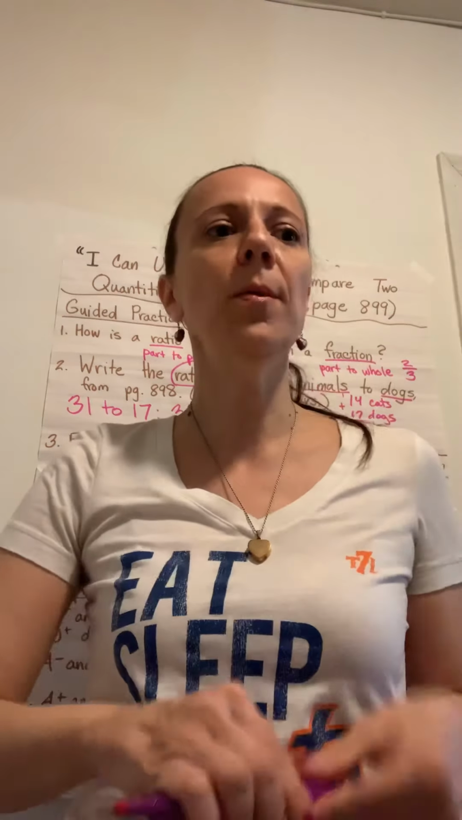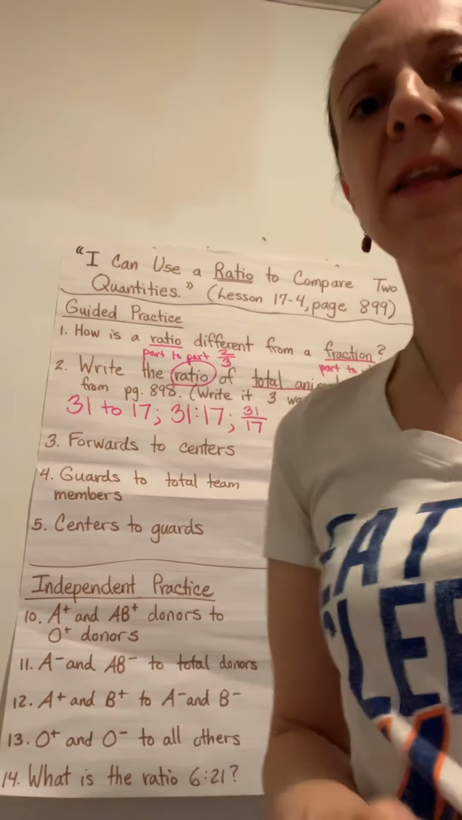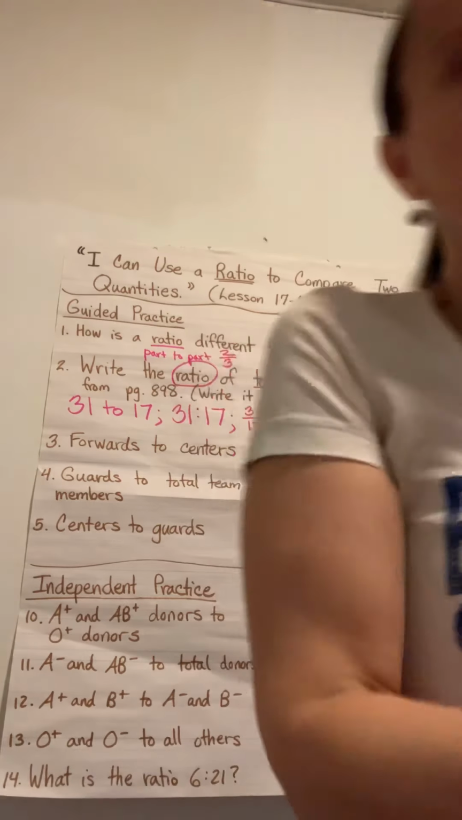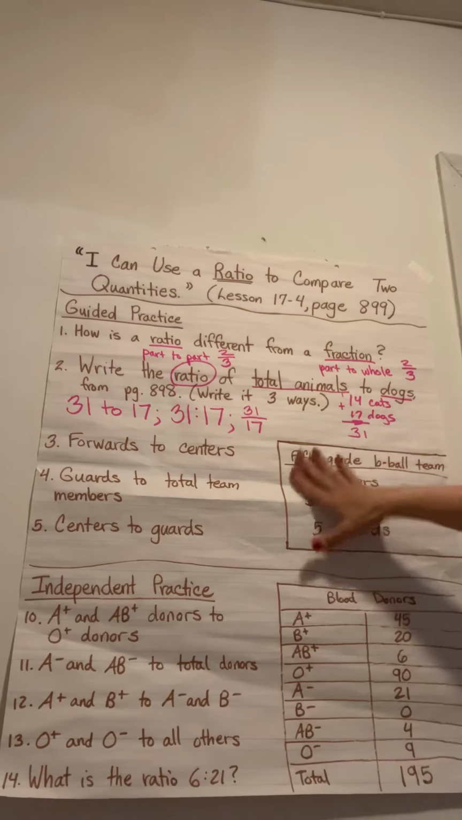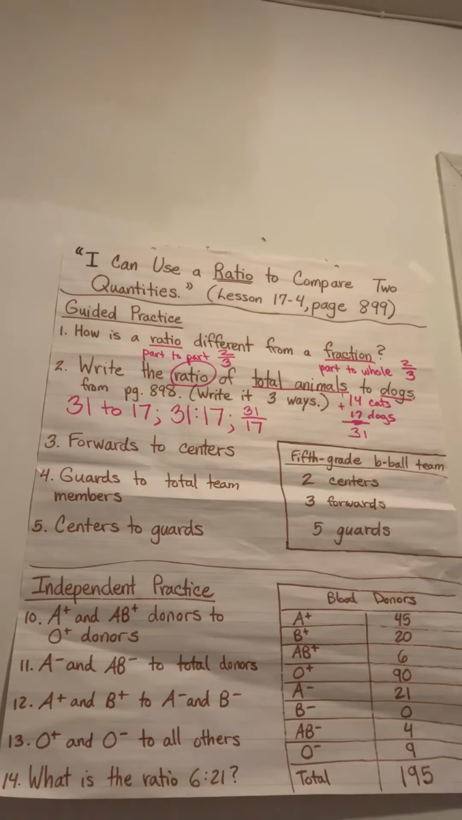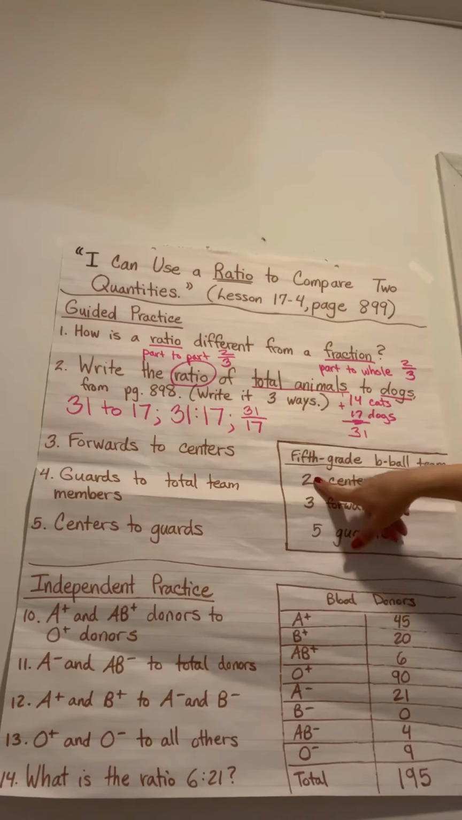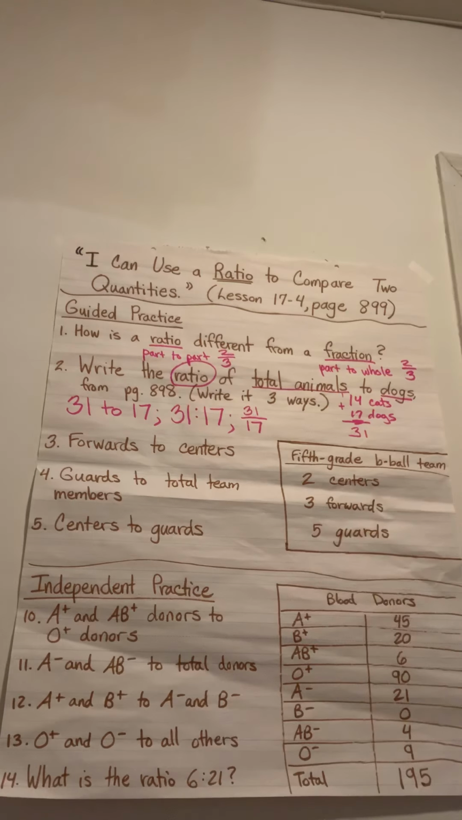The next few problems are all based on this data that they give you about a basketball team. Now we have this little chunk of information in your book. I just wrote it over here on the side in a chart because I found that easier to understand. I have a 5th grade basketball team. They have 2 centers, 3 forwards, and 5 guards among the players.